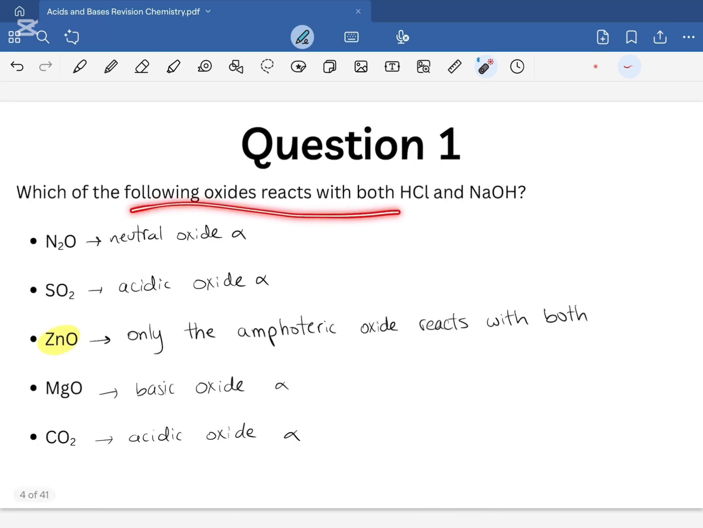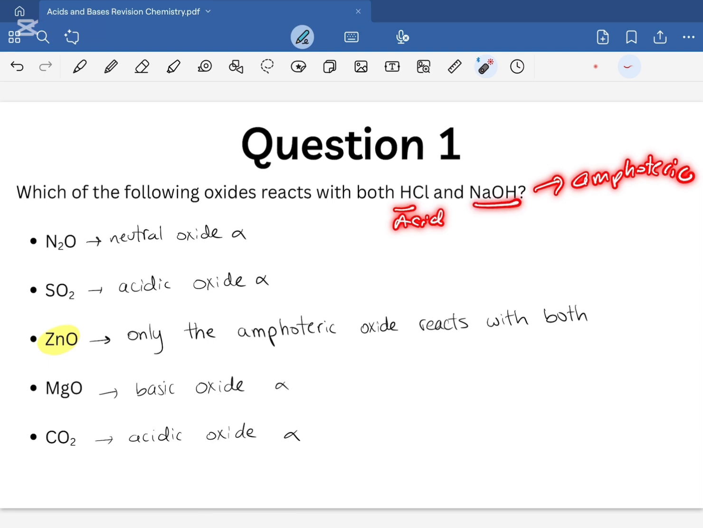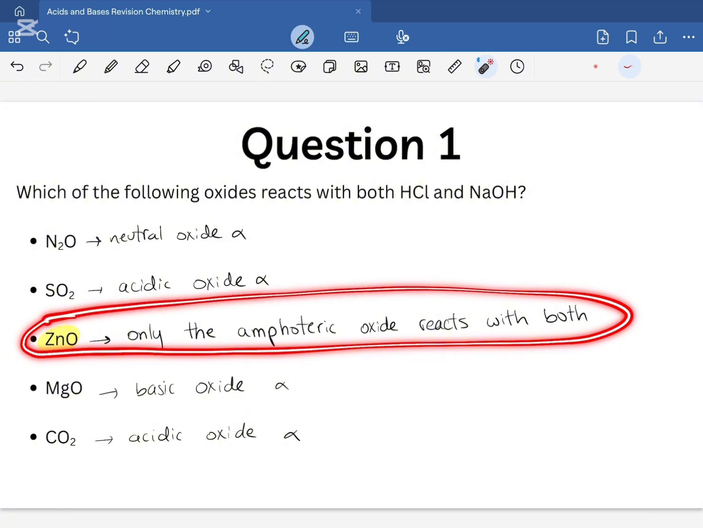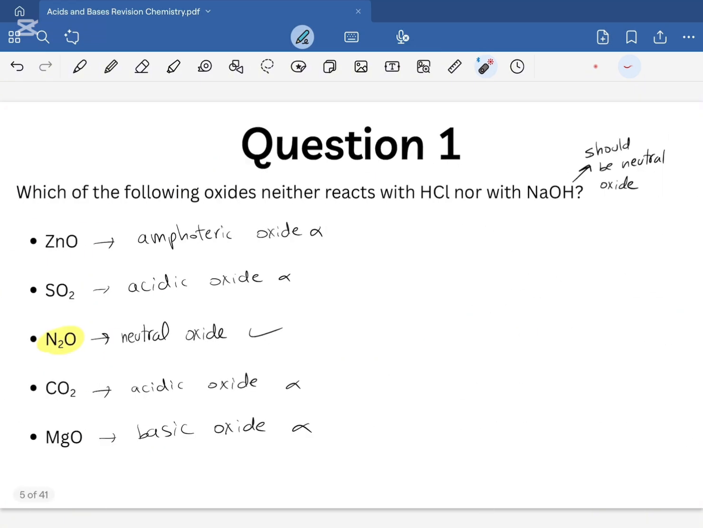Which of the following oxides reacts with both HCl and NaOH? Now this one should be an amphoteric oxide to react with the acid HCl and with the strong base NaOH. So the only amphoteric oxide is ZnO, so this is the only correct option.